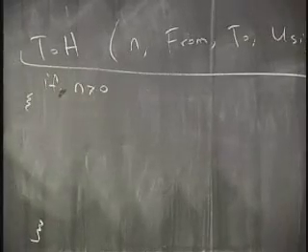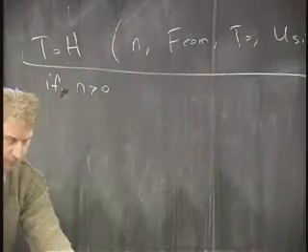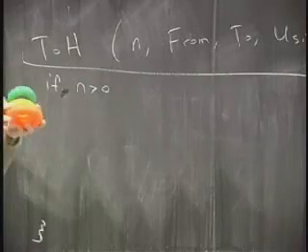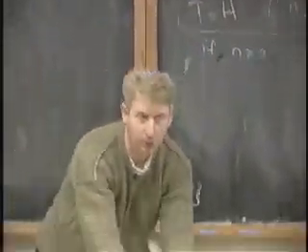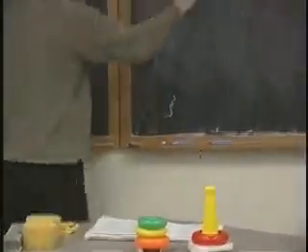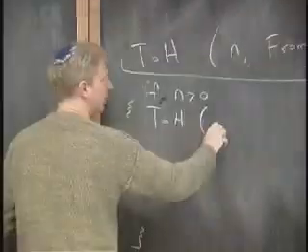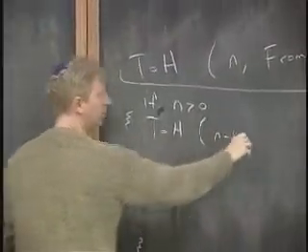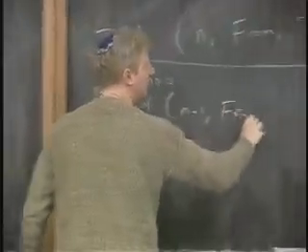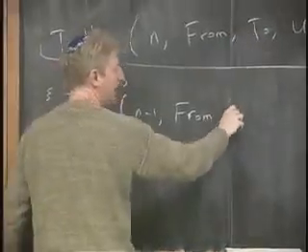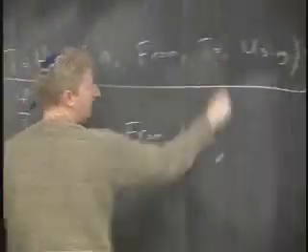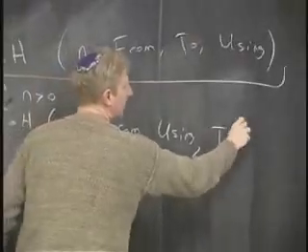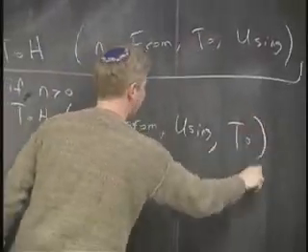What's the first step that it does? Takes these 3 and moves them to the peg that I called using. So TOH, n minus 1, from, same from peg, but now the to peg becomes what I called before the using peg, and what I called before the using peg now becomes the to peg. Right, let me stop.